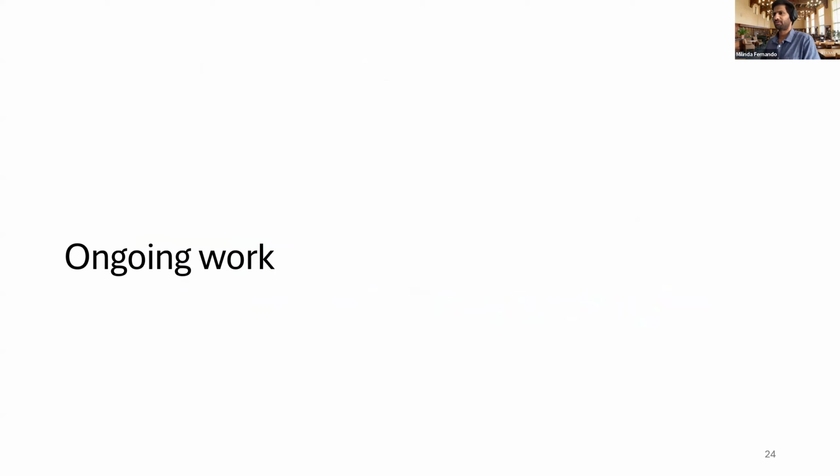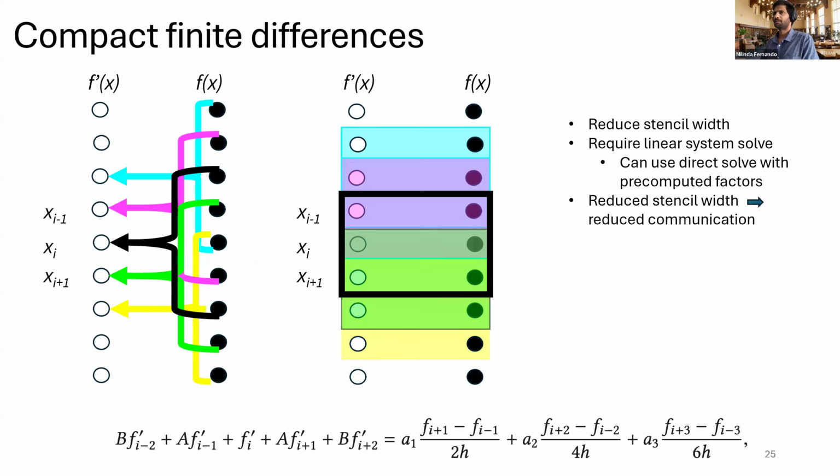So in terms of ongoing work, we are exploring the compact finite differences. If you are not familiar with compact finite differences, in regular finite differences, we approximate the derivative at a given point by using the neighboring information, only the function evaluations, and depending on the stencil order, the width of the stencil increases.